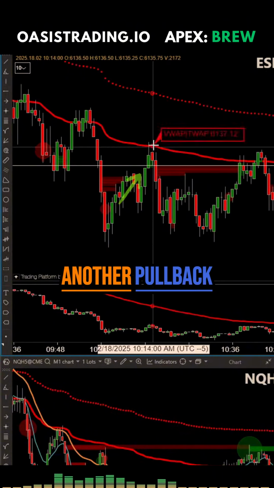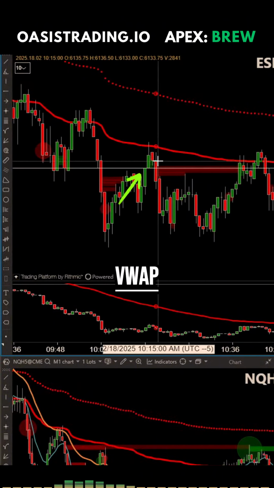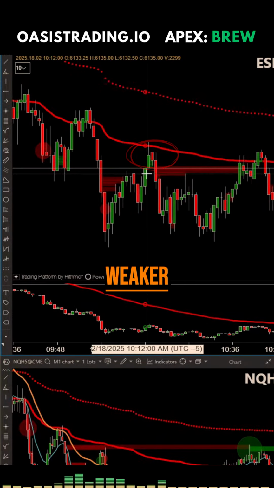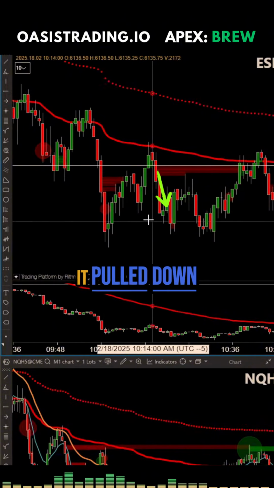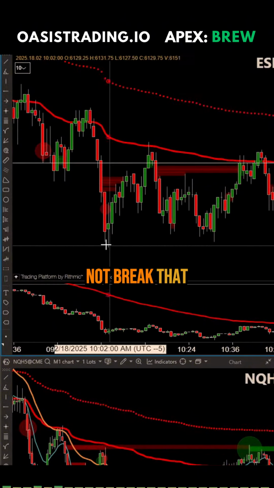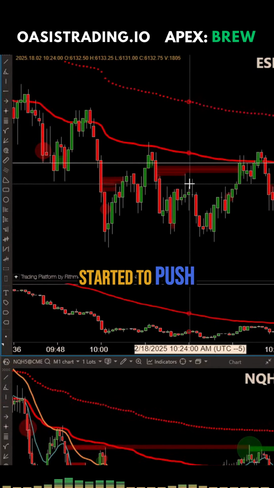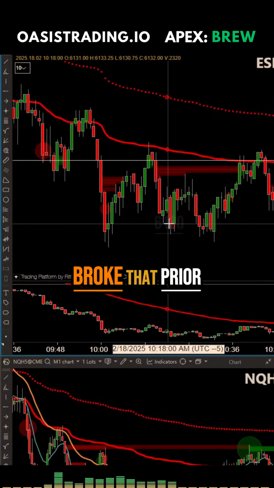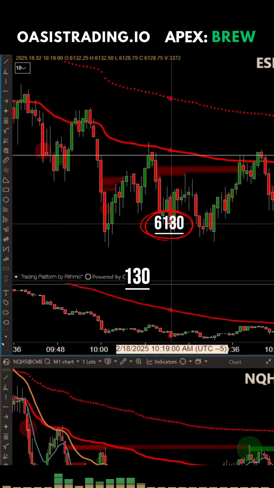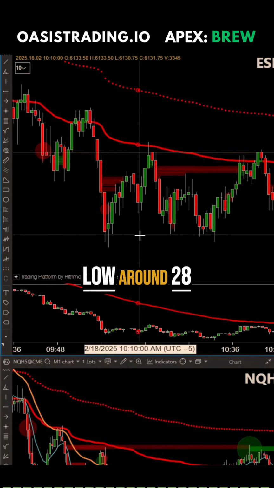Then we had another pullback, another miniature bear flag back into VWAP, sold VWAP again. This one was a little bit weaker. You can see it pulled down. It did break these prior lows right here, but it did not break that low around 10 o'clock. And then it started to push down again, broke that prior low around 9:30, I mean 9:31, and then it did not break that low around 28.